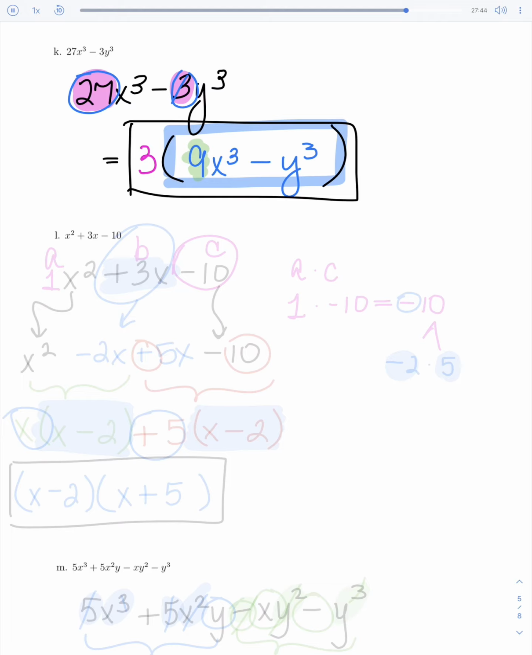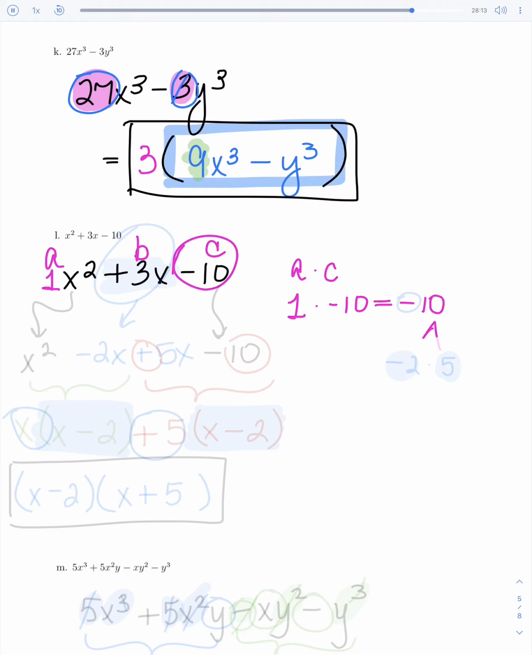Let's take a look at L. So in L, we have x squared plus 3x minus 10. Again, notice that there's no common factor between all 3 terms, so 3 terms means I'm doing the AC method. I need an A, a B, and a C, where A is a hidden 1. So I've got AC, which is A times C, a 1 times, be careful, negative 10, which will give me a negative 10.